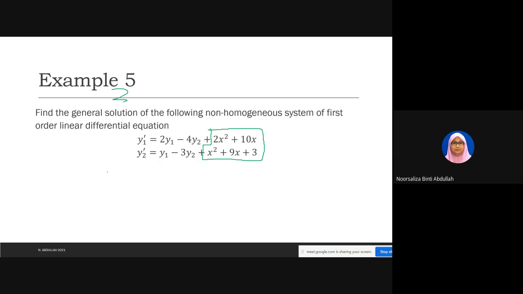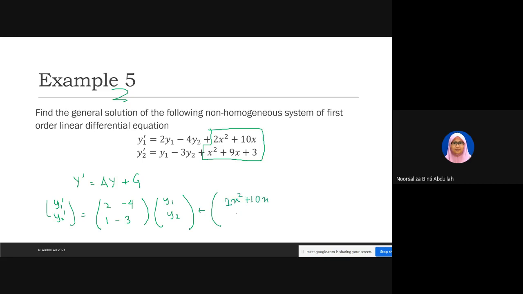So, kita susun dia dalam bentuk matrik dulu. Then you have y prime equals to AY plus G. Okay. So y prime here is y1 prime, y2 prime equals to A. A will be 2 minus 4, 1 minus 3, okay, y1 and y2, okay, plus g. G is 2x square plus 10x, x square plus 9x plus 3. Betul? Betul tak? Betul kan? Okay, so first step, you write these equations, you transform this one into matrix form like this.